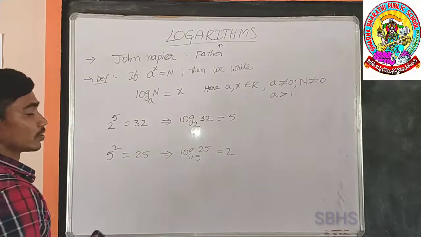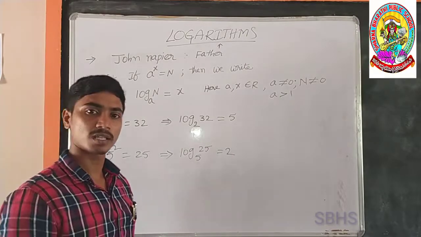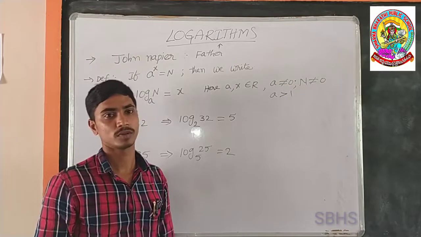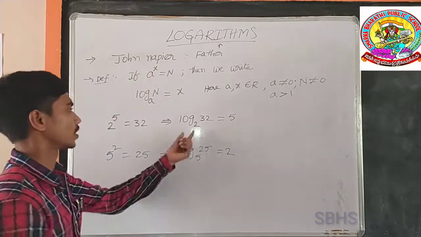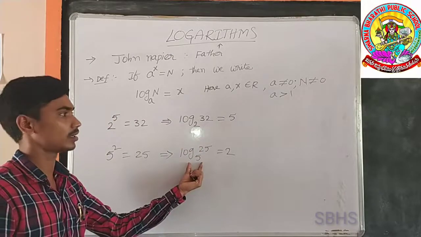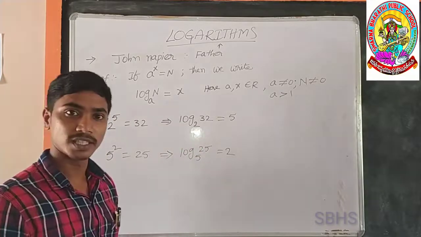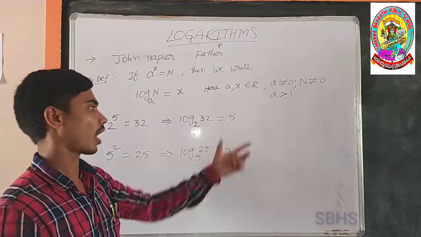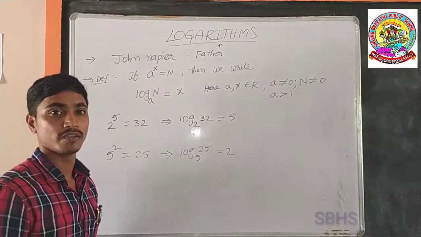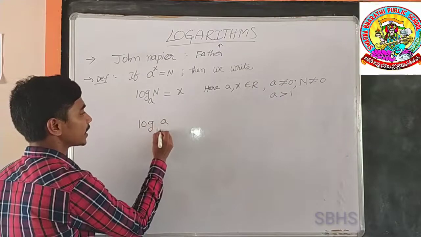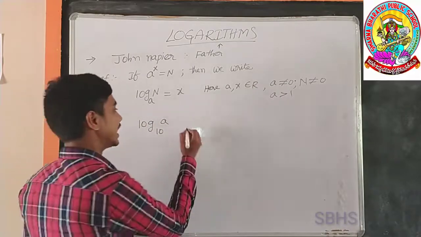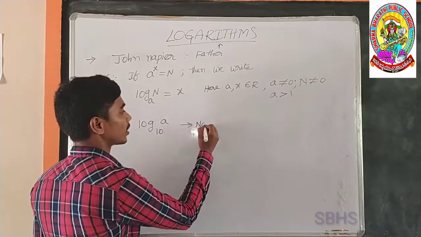Do all logarithms contain the same base? No. Different logarithms contain different bases. For example, here 2 is the base, here 5 is the base. When the base is the same and the number is different, the answer is different. Another one, logarithms containing base 10 are called natural logarithms or common logarithms.